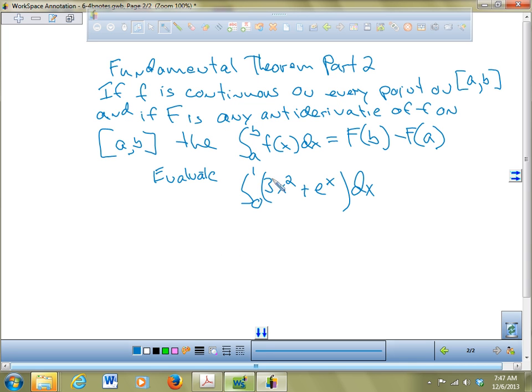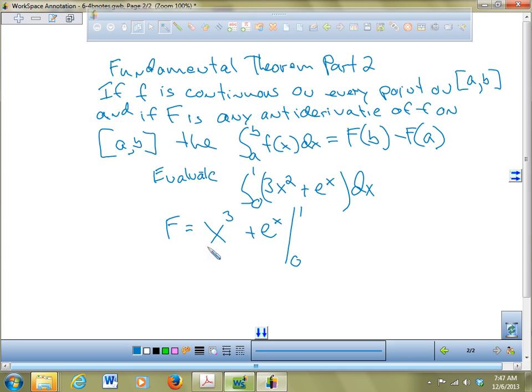So what is big F? What's the antiderivative of 3x squared? I made it work out nice. And what's the antiderivative of e to the x? e to the x. Okay. So then what you do is, when I draw a little bar like that, it means plug in those numbers into that formula and subtract them.